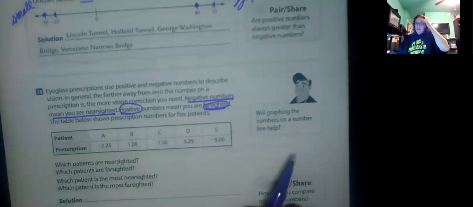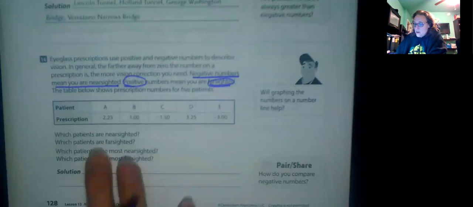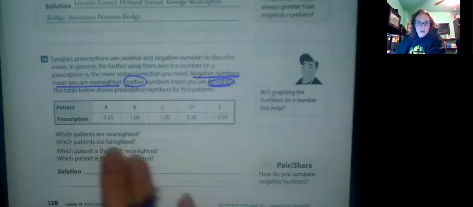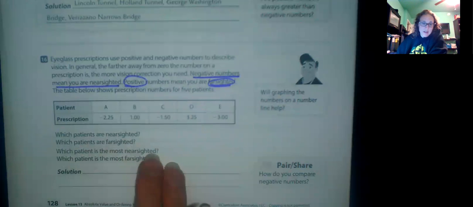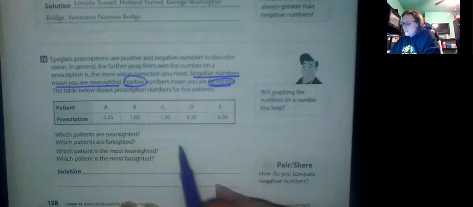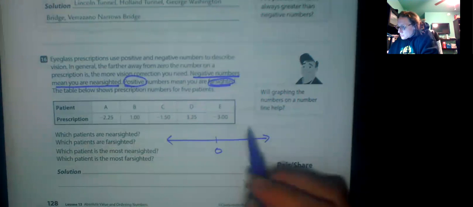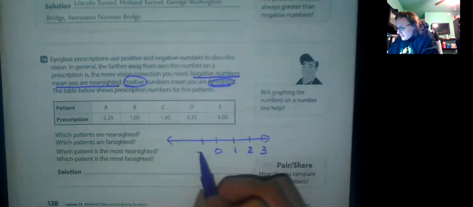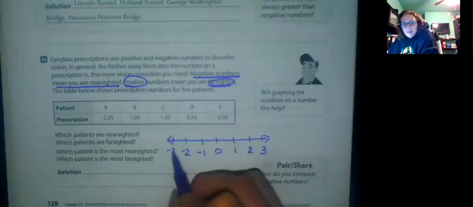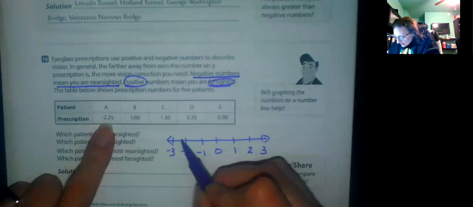Okay, so it says which patients are nearsighted and which patients are farsighted, and then which patient is the most nearsighted and which patient is the most farsighted. Okay, well, let's think about this. If here's 0, remember we have +1, +2, +3, -1, -2, and -3, right? And then if we place these, well, this one's just a little bit more here.